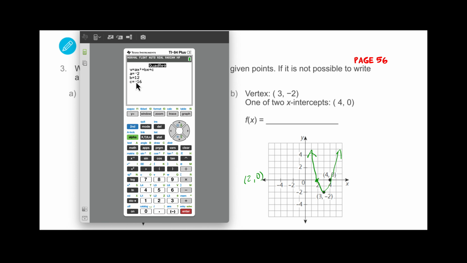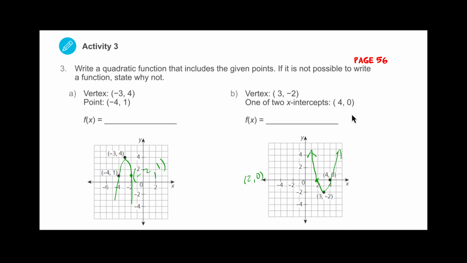Look at that. A is negative 2. So this equation, if I were to write it out, would be y equals negative 2x squared plus 12x minus 16. That's what's in y1. Some rounding error again. And then if I go to my graph, it kind of looks like that. And we're good to go. That is how you find the equation of a quadratic function if they give you 3 points. But you do need 3 points.